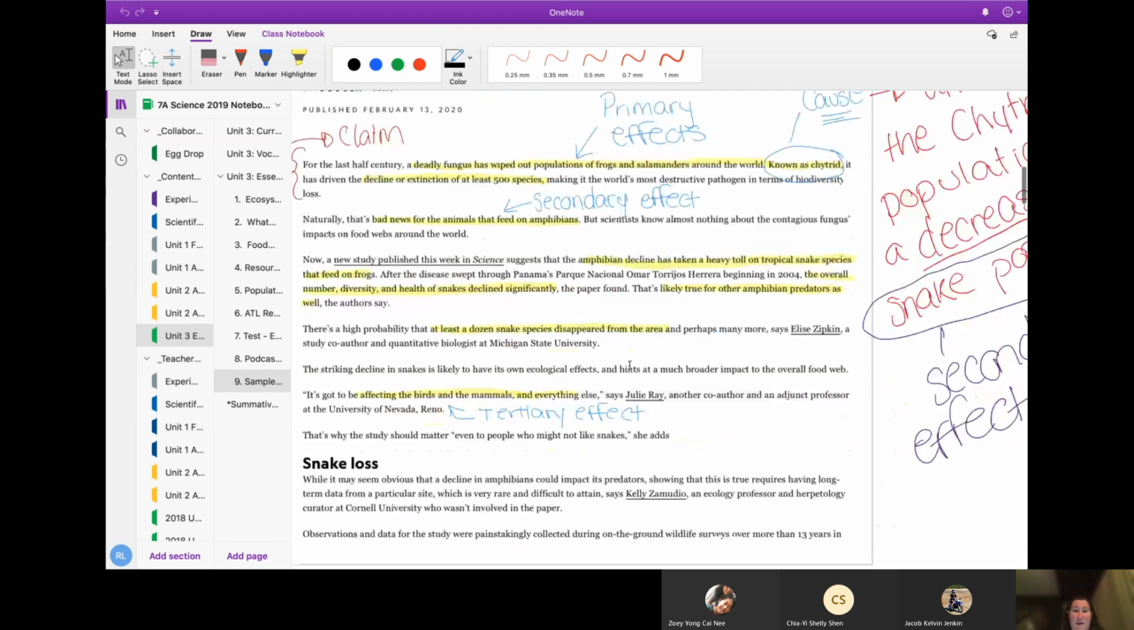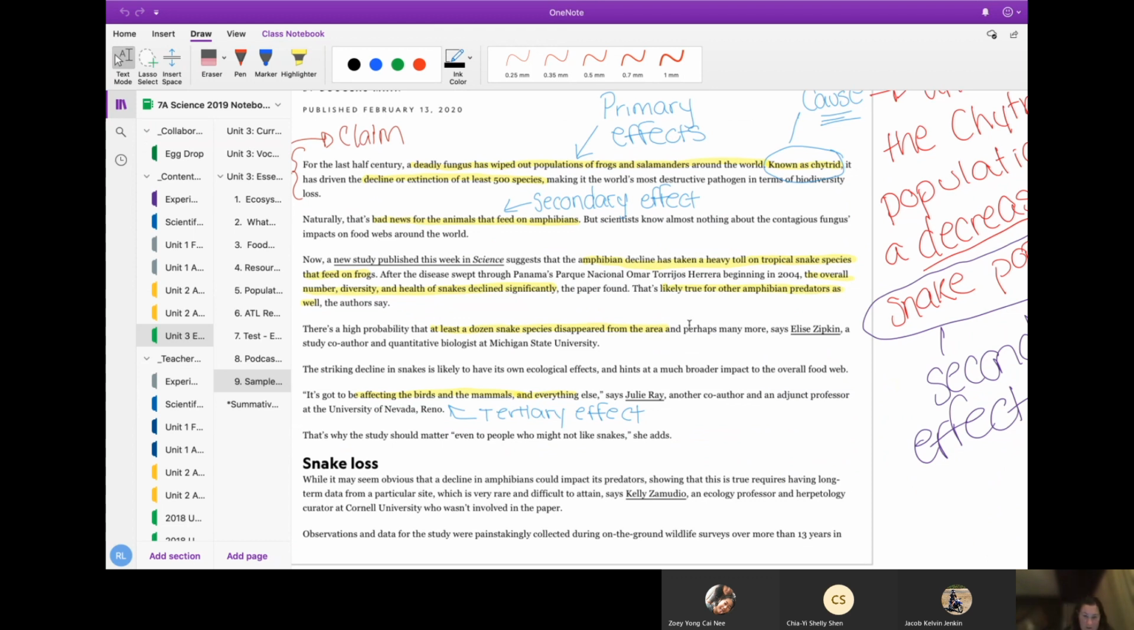And then I just started going through and highlighting things like key facts, any data points that they highlight, and any other effects that I notice. So for example, we know it has to do with the frogs and salamanders, but here they make note of mentioning animals that feed on those frogs and salamanders. So that's a secondary effect. It's causing issues down the food chain.